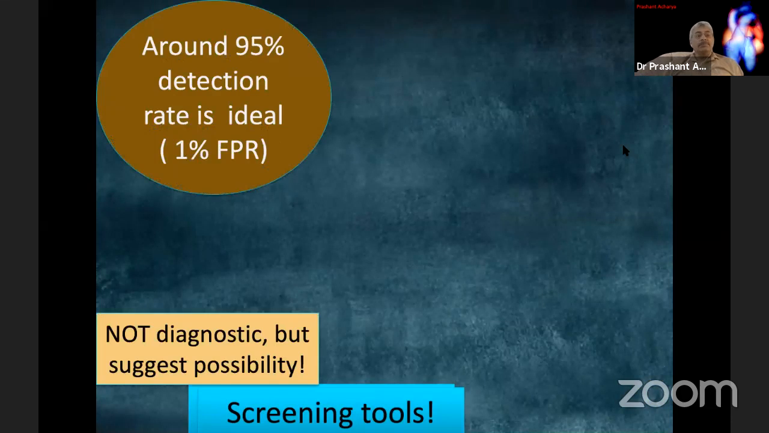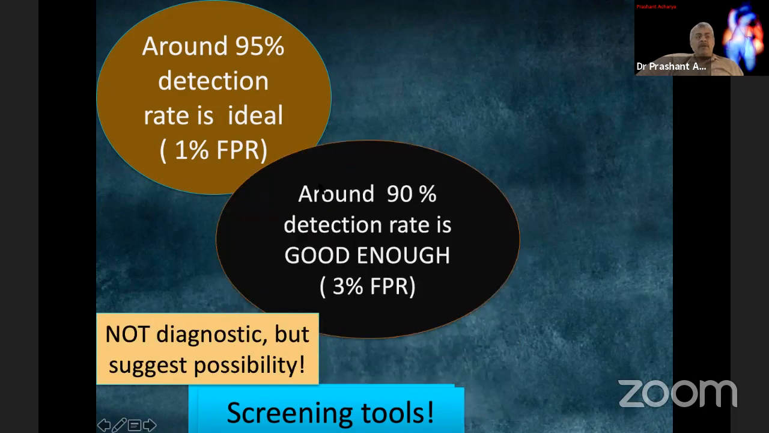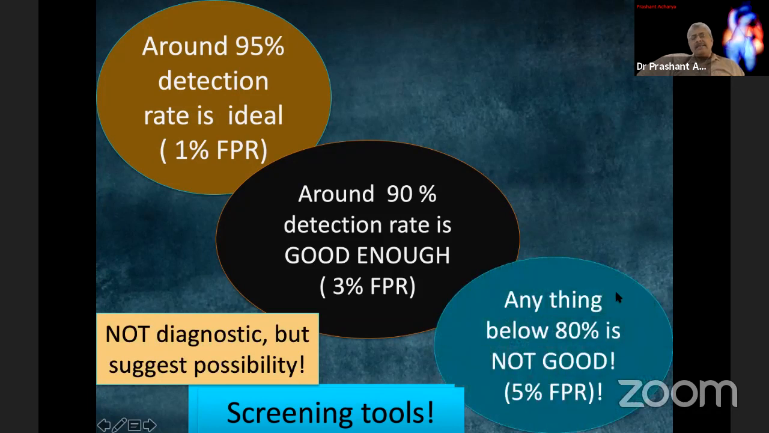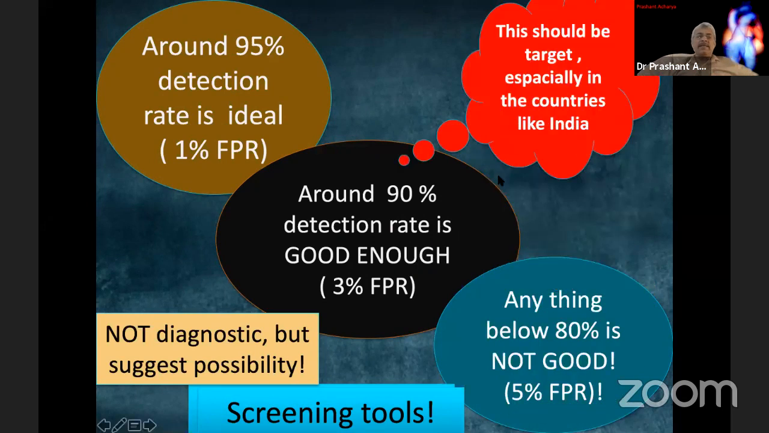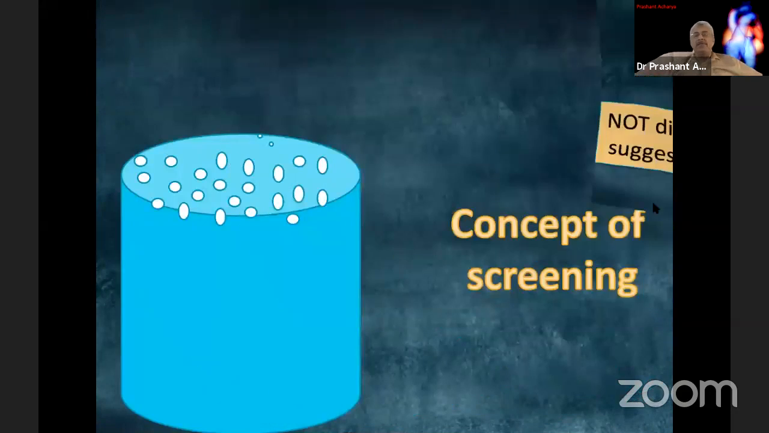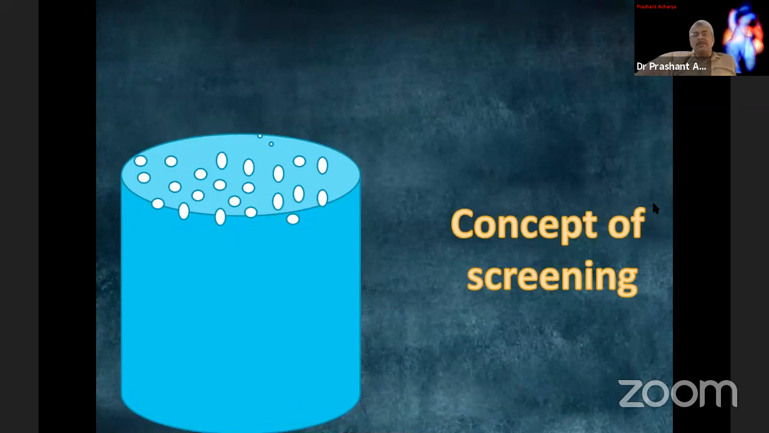Because we are dealing with a screening tool, not diagnostic, for me any test which can detect up to 95% detection rate with a 1% false positive rate is an ideal test. Around 90% detection and 3% is good enough in our Indian scenario. But any test which has below 80% detection rate or 5% false positive rate, I don't consider a good test. And I think if we set 90% detection rate with 3% false positive rate, that is good for developing countries like India. This is the concept of screening.